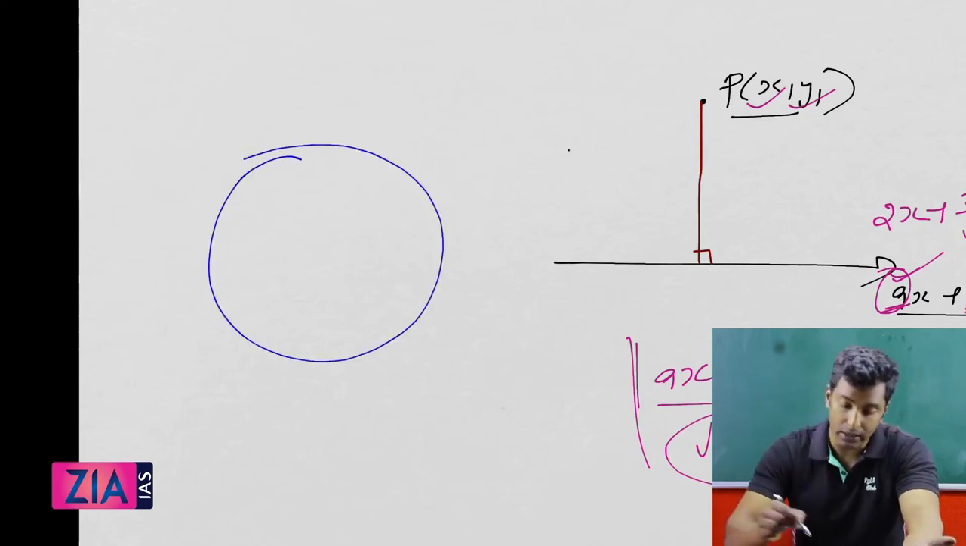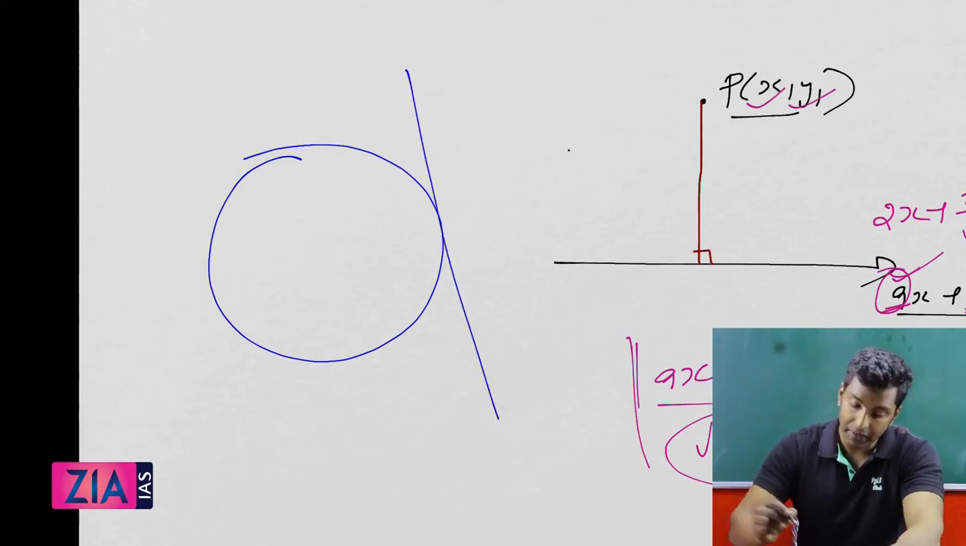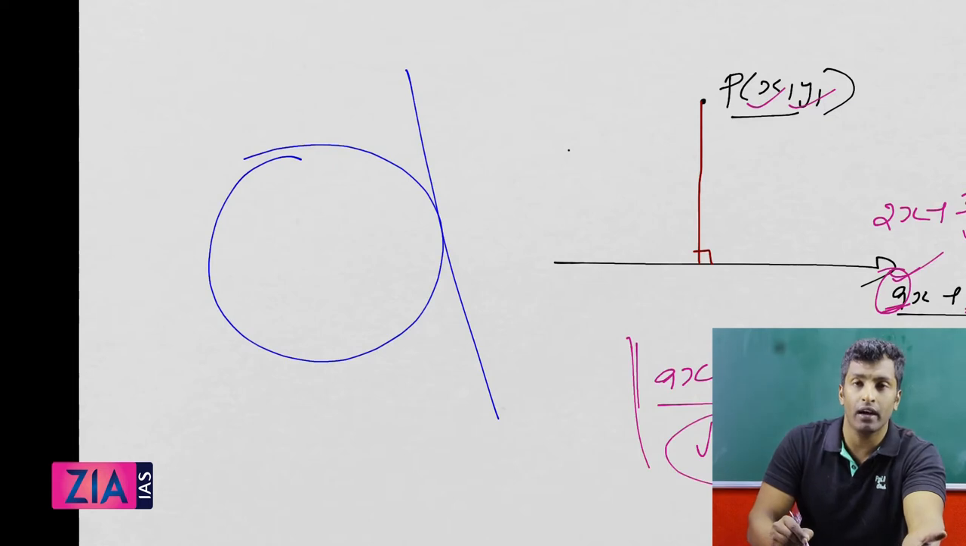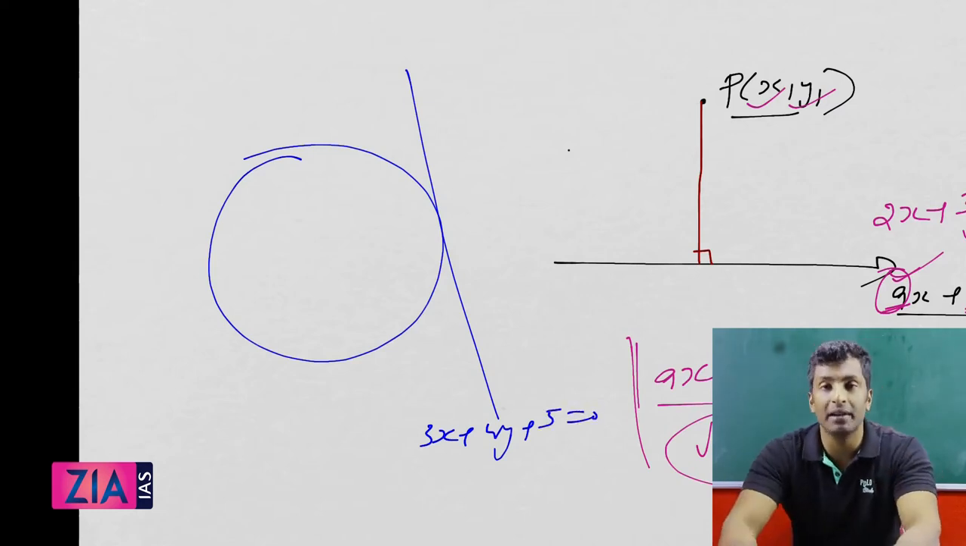Let's suppose I talk about a tangent of the circle. So there is a tangent for this circle. Okay, so I give you one equation for it, obviously this is a straight line, so there will be a general equation, right? So ax plus by plus c equal to 0, so 3x plus 4y plus maybe 5 equal to 0. Okay, I'm just giving you some random straight line. Okay, so this is a tangent.